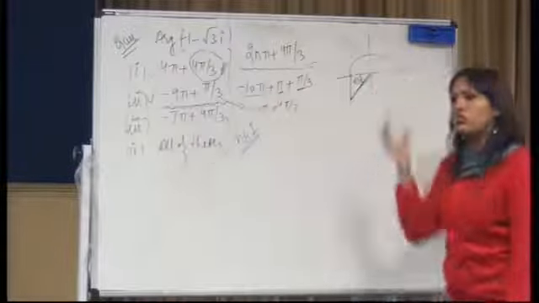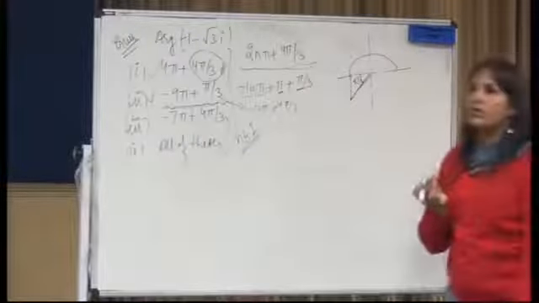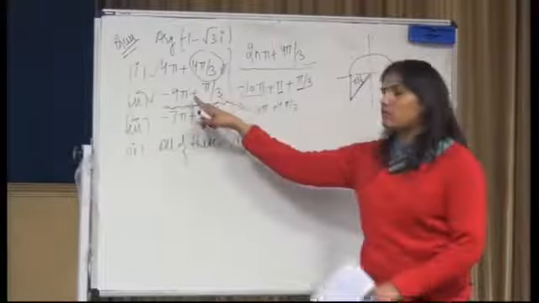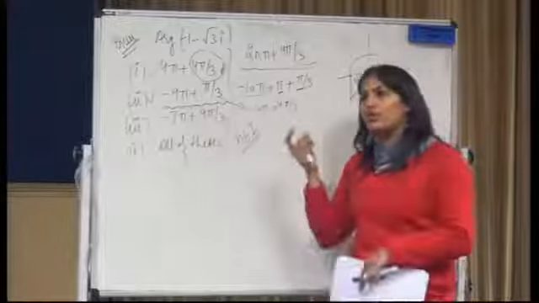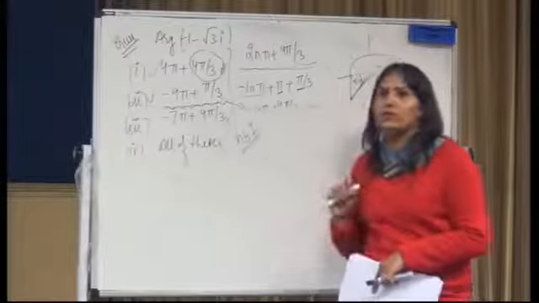So it means that you have to see the options very carefully. In one look you can say, no, this is not the option. But when we do the calculation and we see, this is also one of the answers.